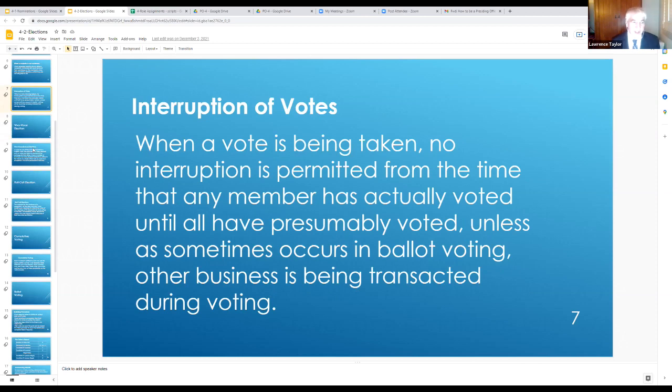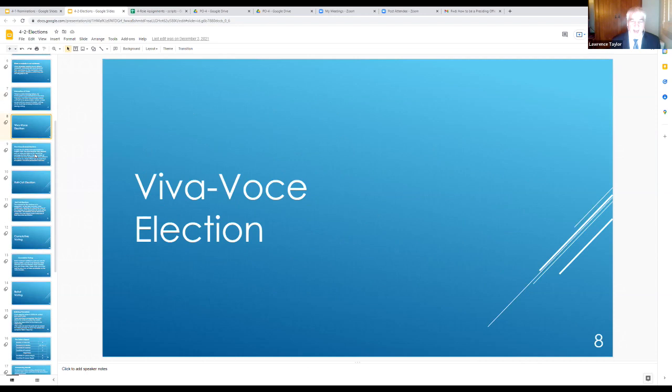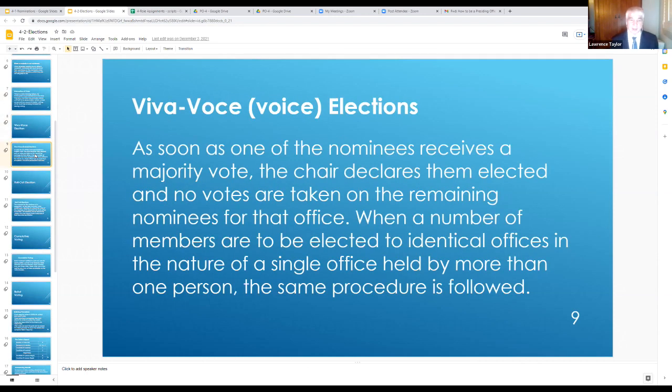Another way to do elections is by voice vote, and this is similar to fill in the blanks, if you remember from last week. You've got a number of names and presumably one position to fill. As soon as one of the nominees receives a majority vote, they are declared elected and no votes are taken on the remaining nominees for that office. So if you have three people nominated and the first person gets a majority vote on the first ballot, then they are elected, and you don't proceed on, because your body has decided by majority vote that person will be elected.